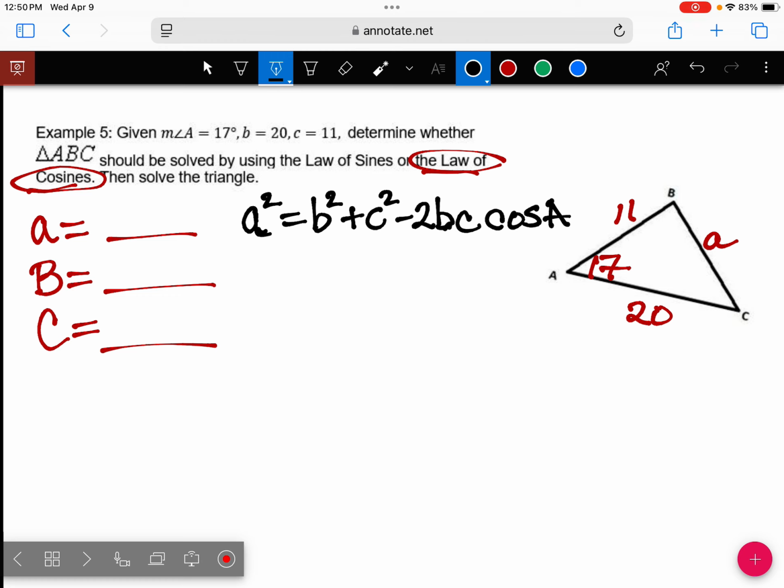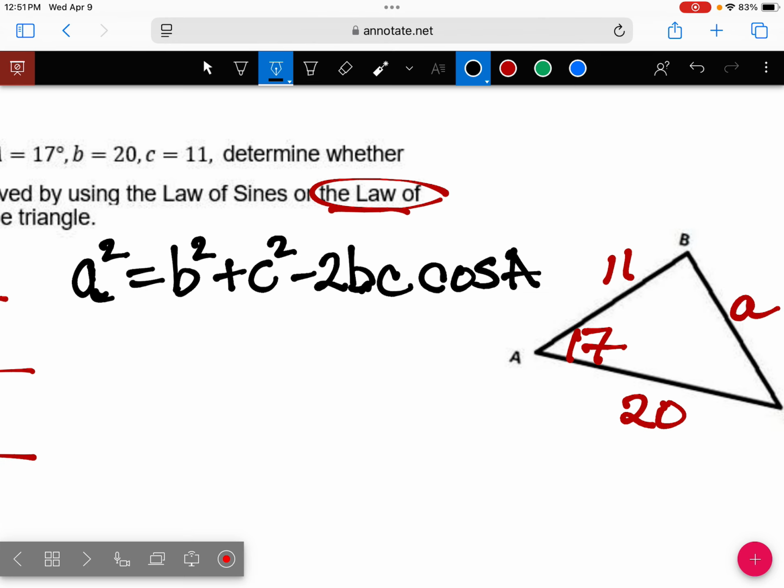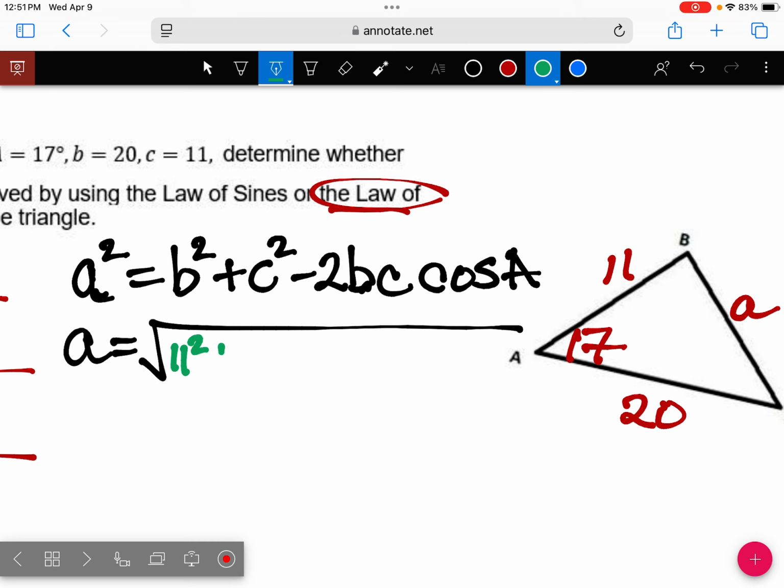And because I'm trying to find a side, you can actually type this in your calculator in one step. So I would have that a is equal to the square root of, and then I have my two sides, which would be 11 squared and 20 squared, minus 2 times those two sides, and then cosine of 17. So go ahead, type that in your calculator, round it out to the thousandths place.